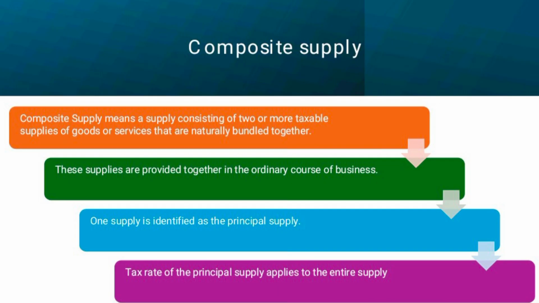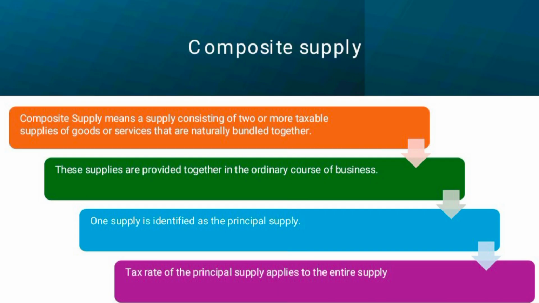These supplies are provided together in the ordinary course of business. Means the goods and service which are naturally bundled, they are provided together. Whenever you purchase something, you cannot tell him please segregate the item, I want to purchase individually, because these are naturally bundled. This is a case of composite supply.